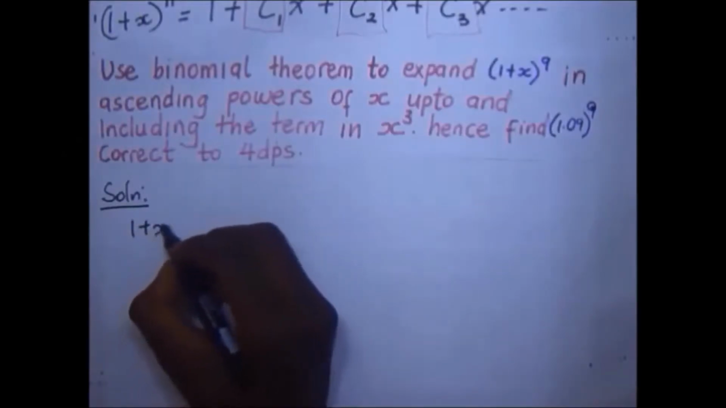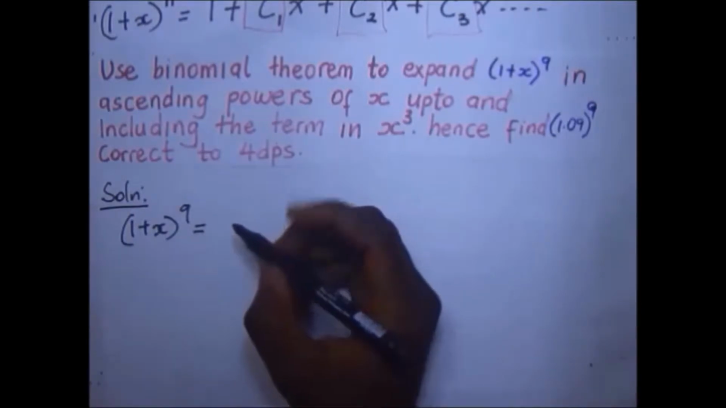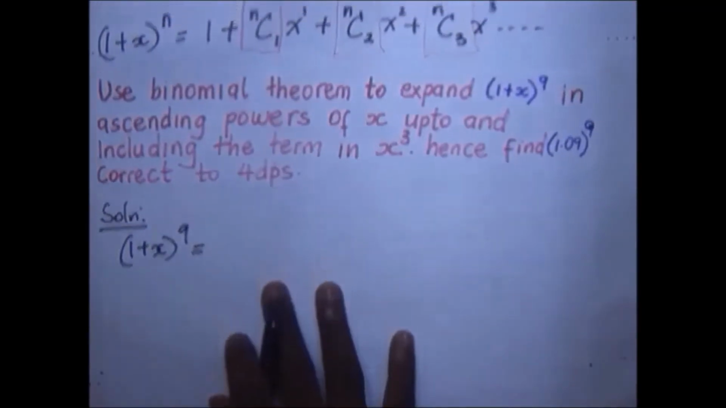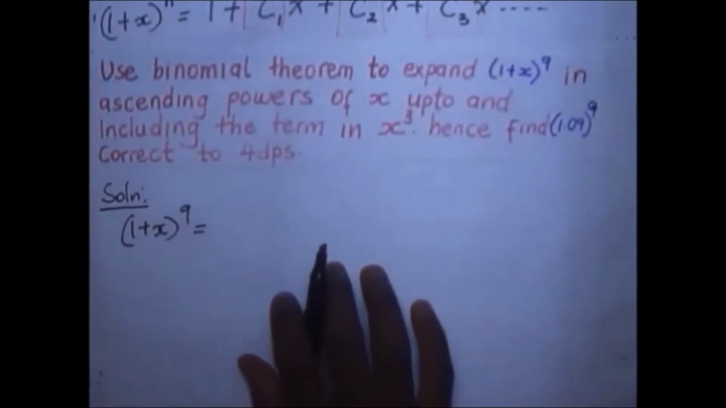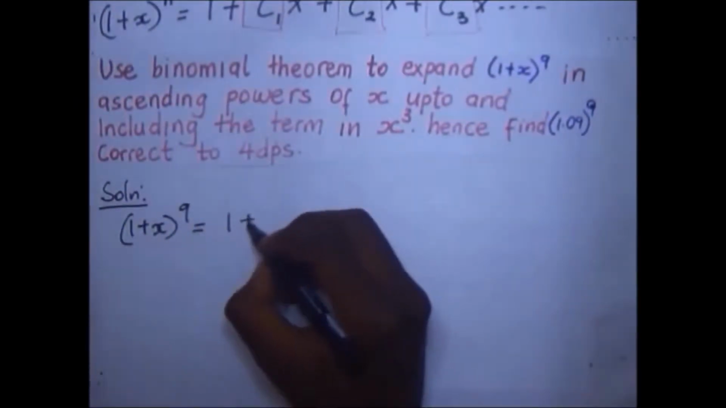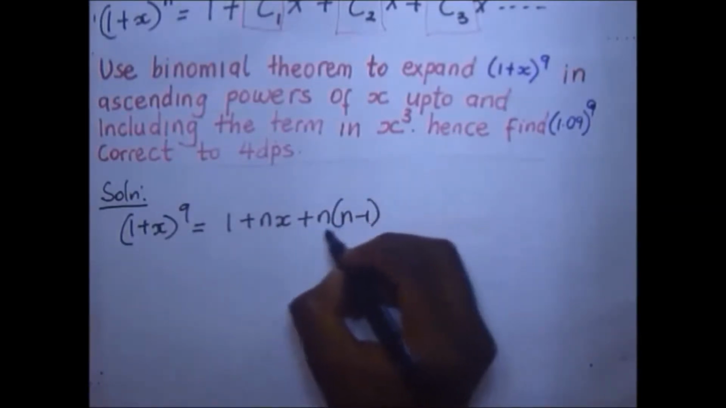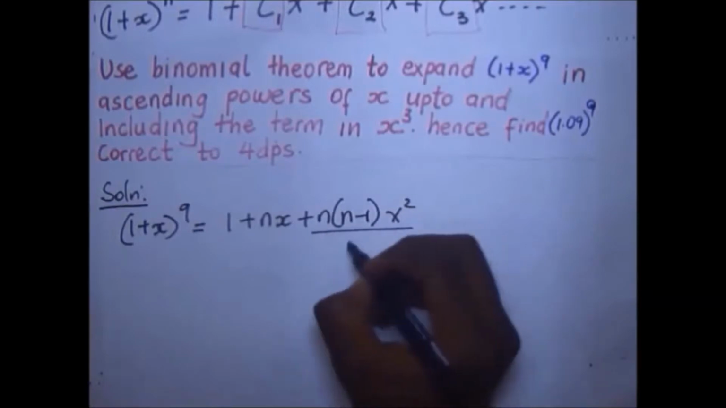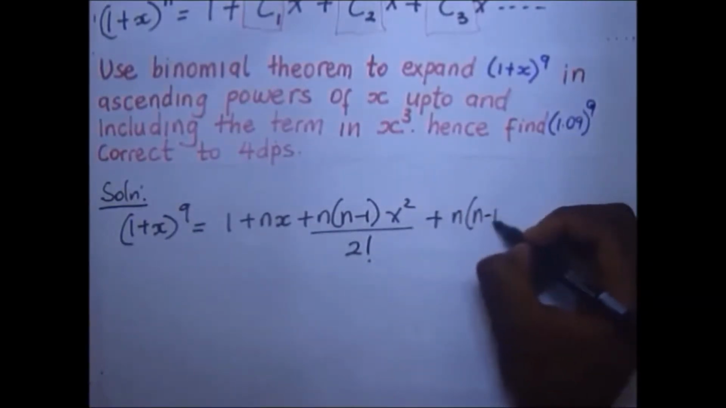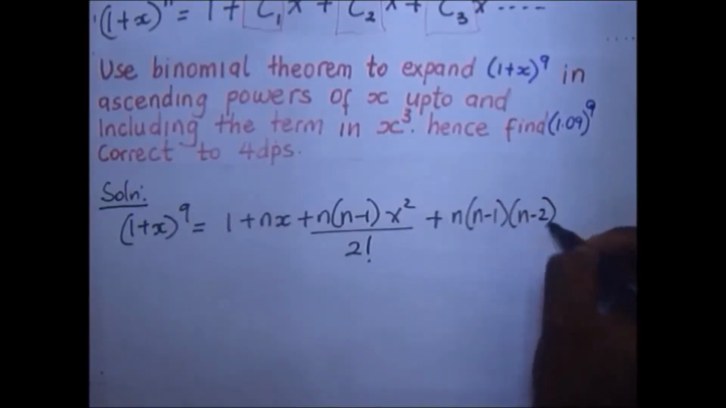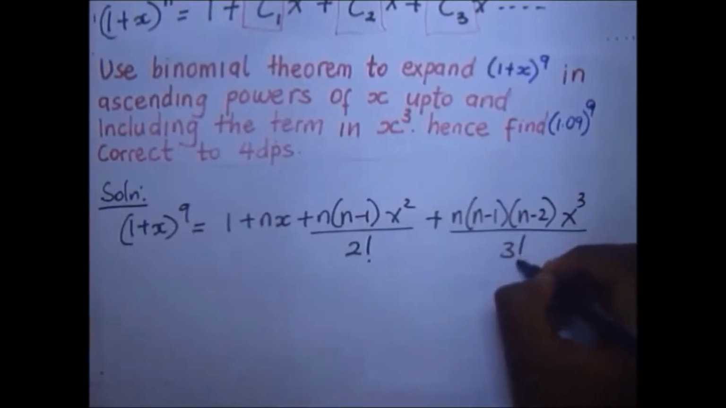Expanding 1 plus x to the power 9, that is going to be equal to, using this, let's put it, 1 plus nx plus n into n minus 1, x squared over 2 factorial, plus n into n minus 1, n minus 2, x cubed over 3 factorial.